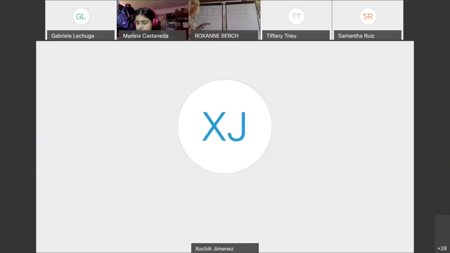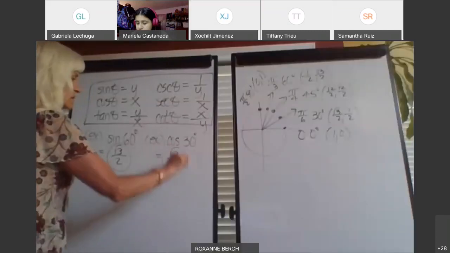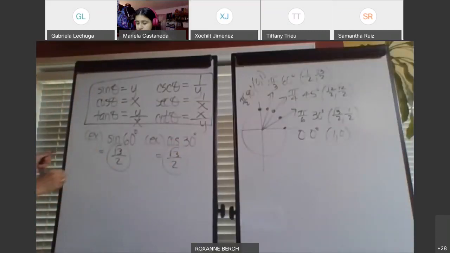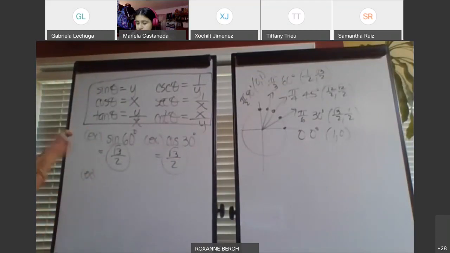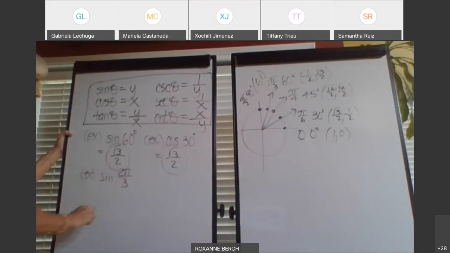Remember, radical 3 over 2. Yeah, radical 3 over 2, good. Hopefully you can see if I write down here. So we're just doing the easy ones first. Let's try the sine of 2 pi over 3.